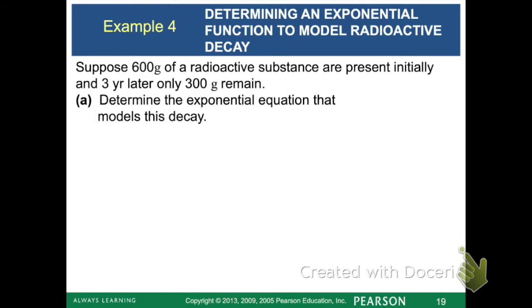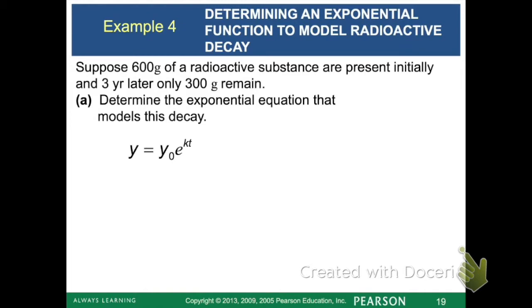Example 4, determining exponential function to model radioactive decay. Suppose 600 grams of a radioactive substance are present initially, and 3 years later only 300 grams remain. Determine the exponential equation that models this decay.